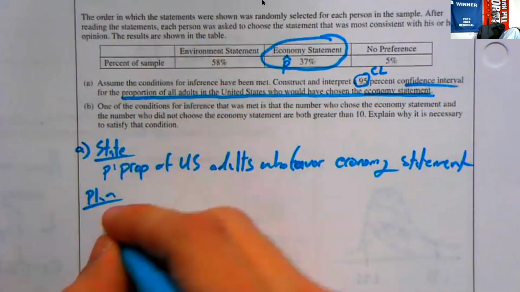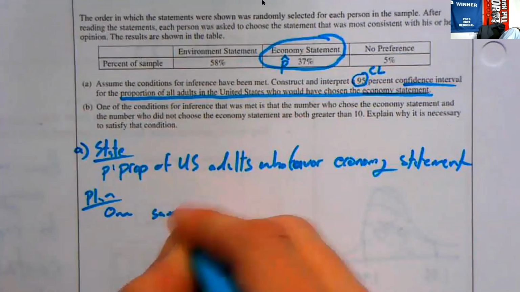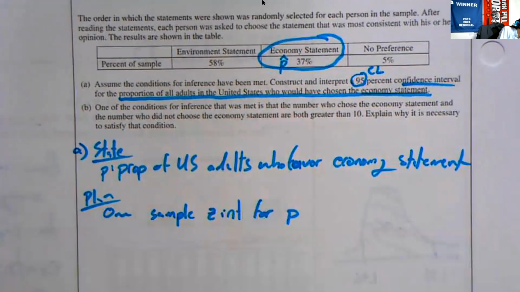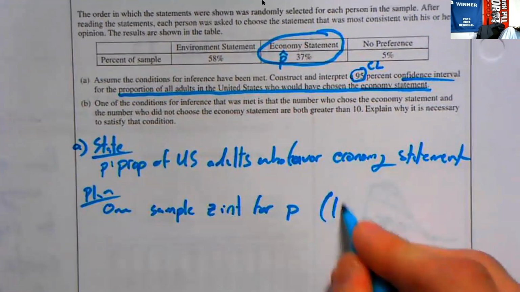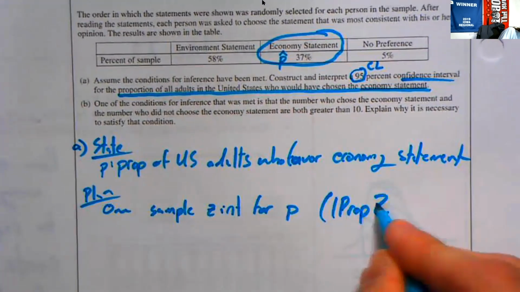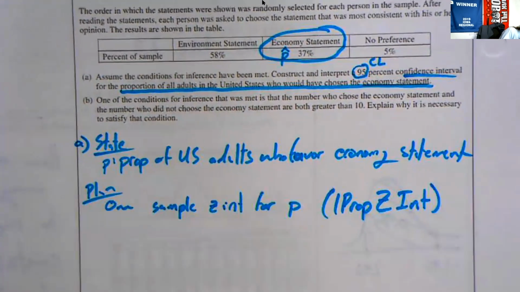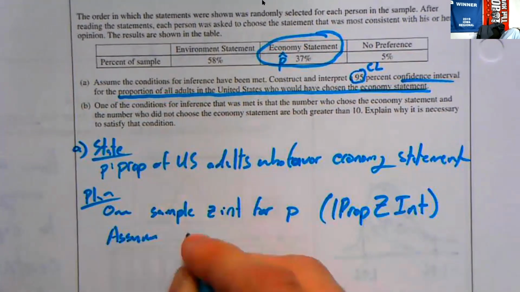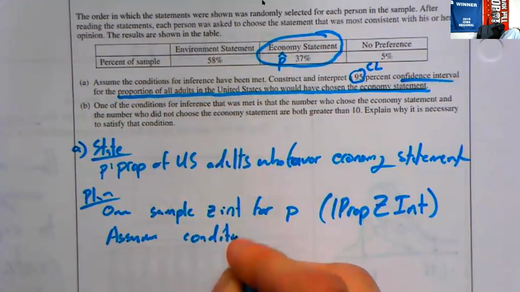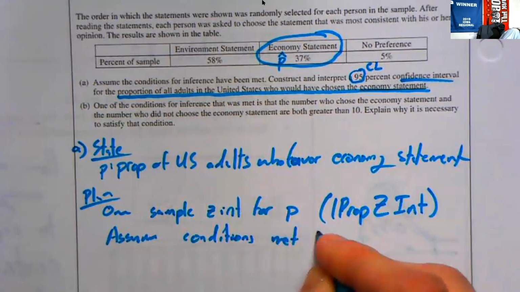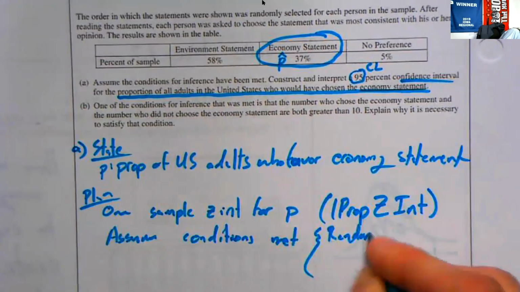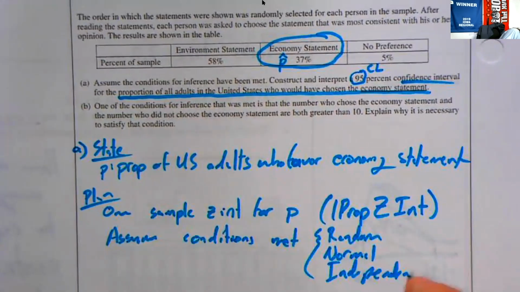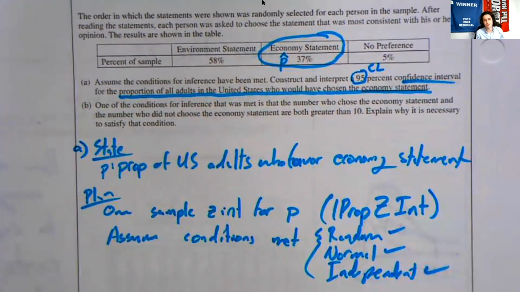Plan, we're going to do a 1 sample z interval for p. In your calculator, this is called a 1-PropZInt. We haven't done it in your calculator yet. I'll show you that in a minute. And we were told to assume conditions met. We don't always get to do that, but apparently now we get to say random, normal, independent. Apparently, magically, all met. Great.